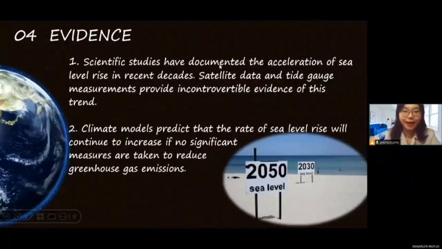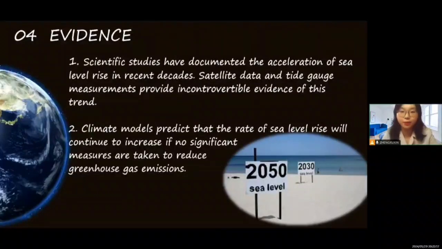The last one is evidence. Empirical evidence supports the urgency of addressing this issue. Scientific studies have documented the acceleration of sea level rise in recent decades. Satellite data and tide gauges provide incontrovertible evidence of this trend. Additionally, climate models predict that the rate of sea level rise will continue to increase if no significant measures are taken to reduce greenhouse gas emissions.